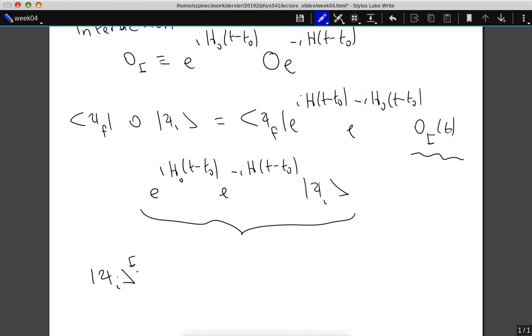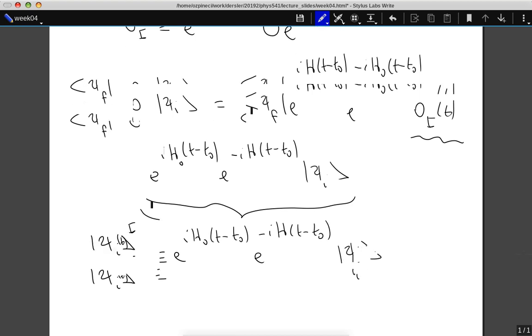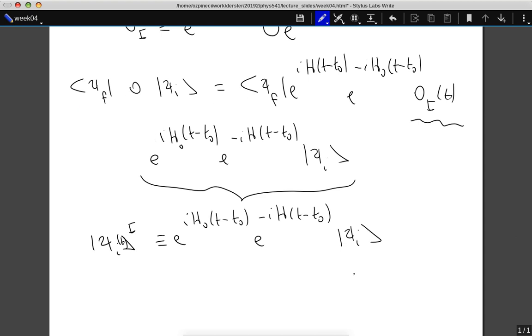In the interaction picture, at time t, this is defined as follows. If V is 0, for example, the states do not evolve. So we basically go to the Heisenberg picture. If V is 0, H and H0 are equal, so that operator appearing over there is just the identity operator. And this operator is what we call U of t, t0.